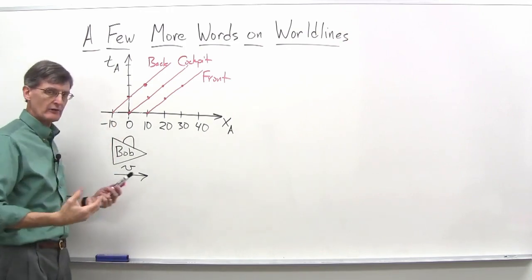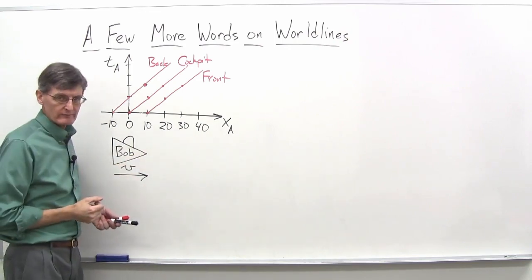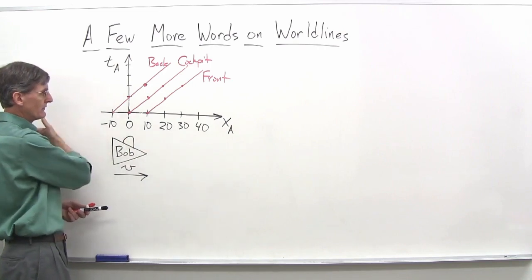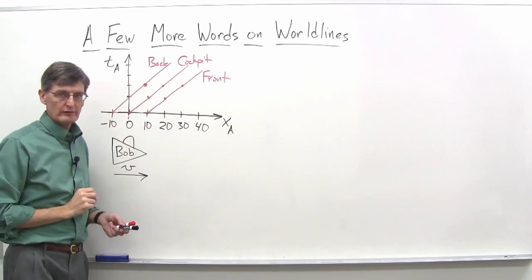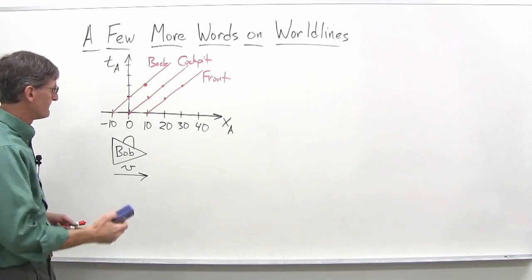You might, as a little exercise here, you might think about what if Bob was moving backwards? What would that look like? If he's moving in this direction, what would the world lines be like? So I'll leave that as a little thought exercise for you.